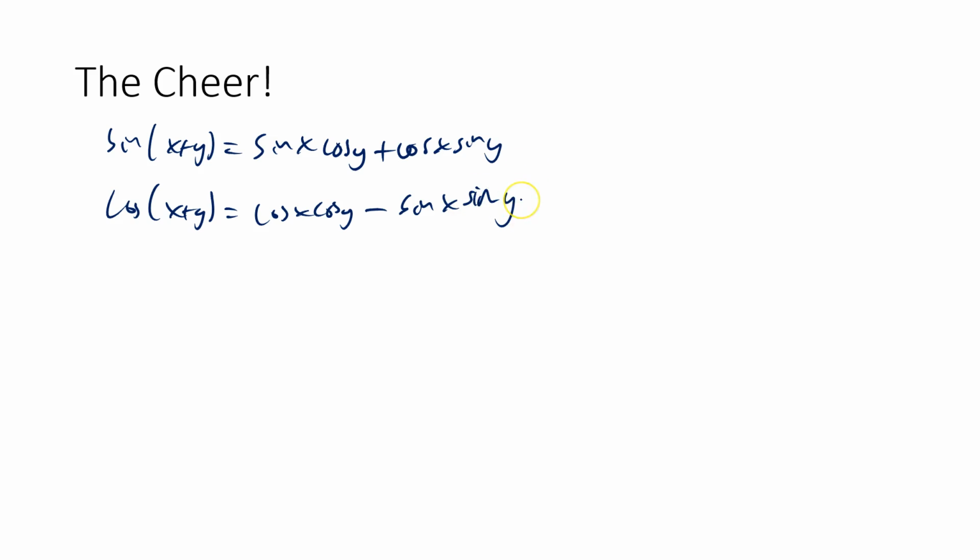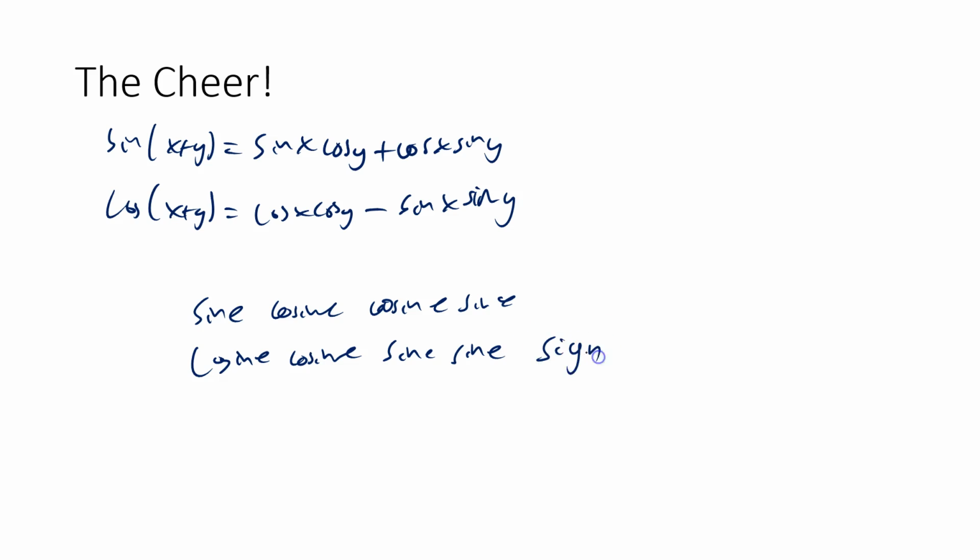The way that you can remember this is, if you want to do the cheer, get some pom-poms out. And this is the cheer. It's not that hard. It's sine, cosine, cosine, sine, cosine, cosine, sine, sine, sine. Okay? So I'll write it out. Sine, cosine, cosine, sine, cosine, cosine, sine, sine, and the last sign is S-I-G-N.